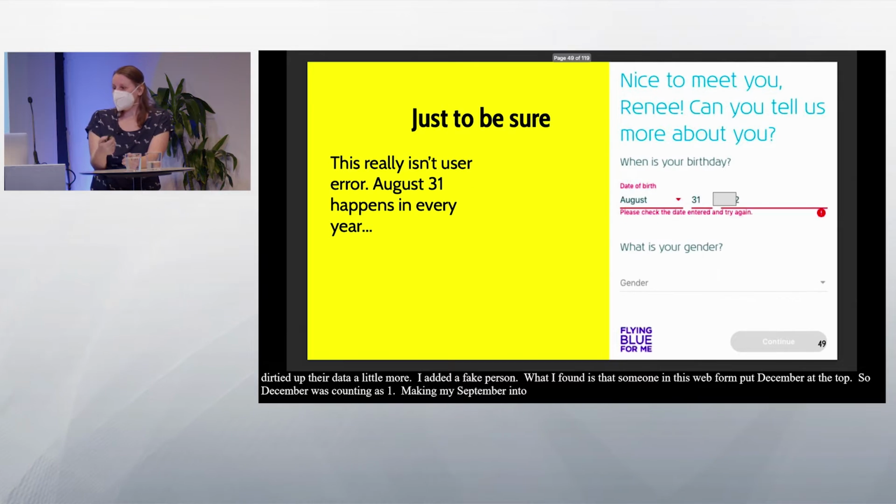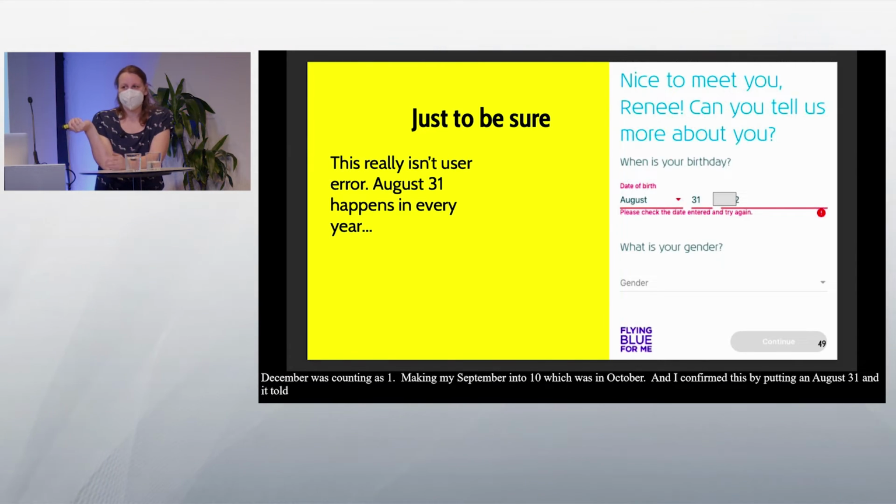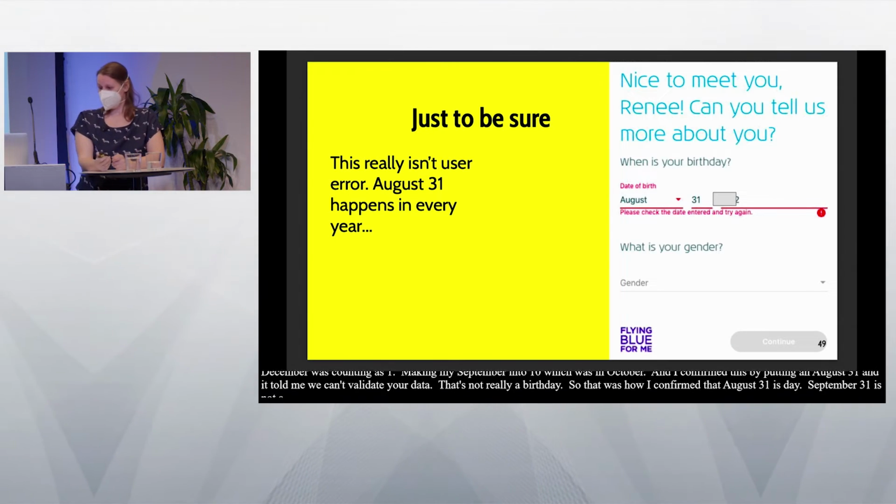And I confirmed this by putting in August 31st, and it told me, we can't validate your data. That's not really a birthday. So that was how I confirmed that August 31st is a day, September 31st is not a day. It thinks I'm telling it September 31st.